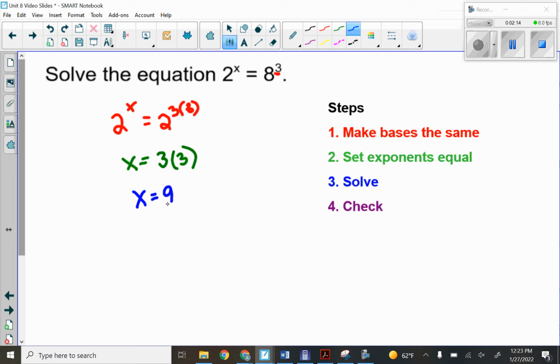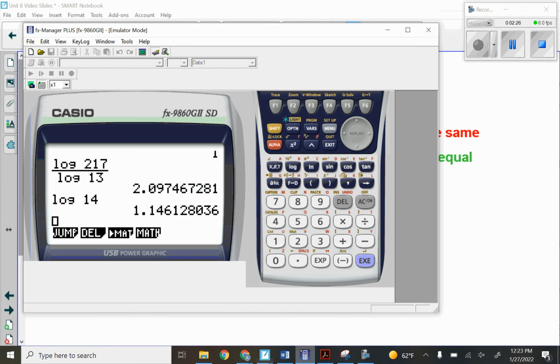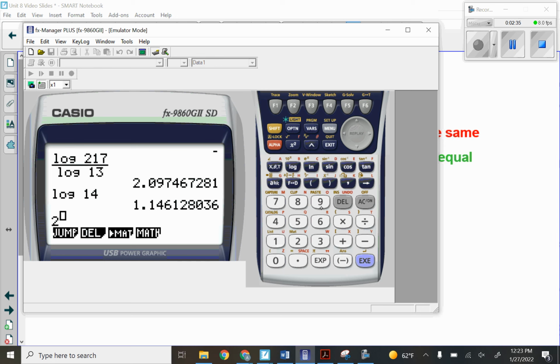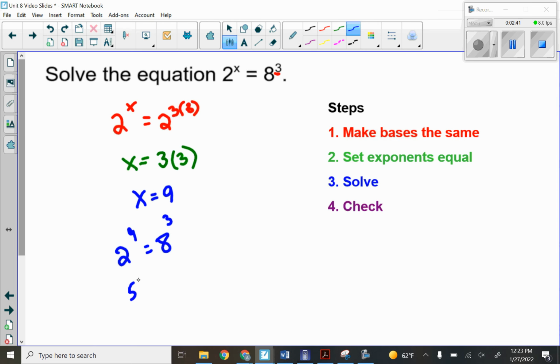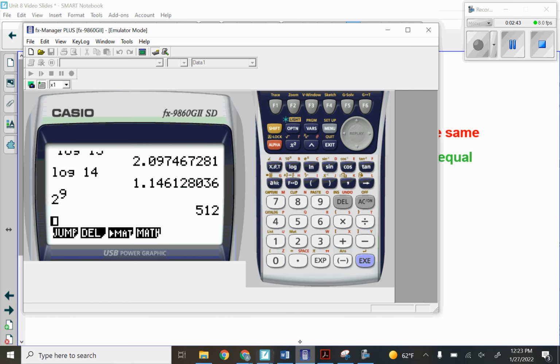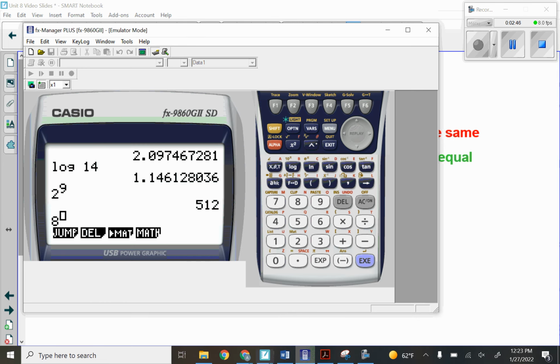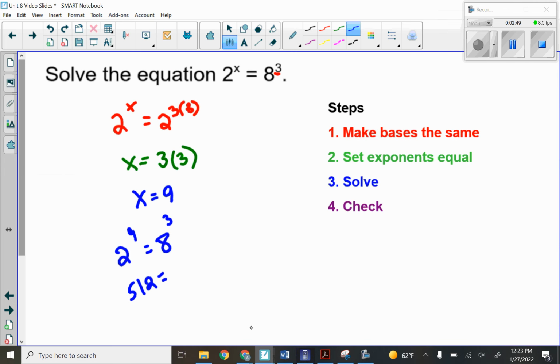And then we can plug that back in and check. 2 to the 9th power equals 8 to the 3rd power. If you needed to use a calculator, we have 2 to the 9th, which is 512, and 8 cubed, which is also 512. So check, we are correct, x equals 9.